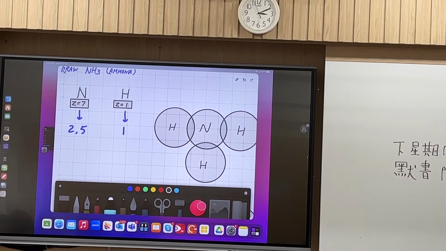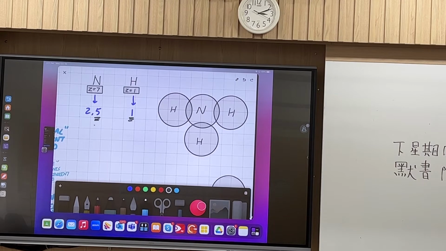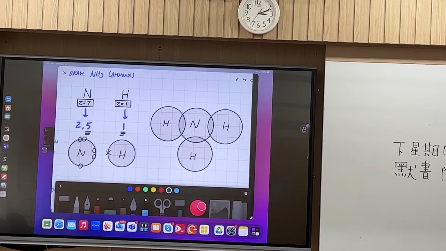I noticed that in your homework, some of you did not remember that you only show the outermost shell. Some of you also drew the inner shell. You shouldn't. When you draw covalent bonds, you only show the outermost shell electrons. So for nitrogen, you have 5. For hydrogen, you have 1. Make up your mind which symbol to use; it's entirely up to you. I'm just using dots for nitrogen and crosses for hydrogen. You can swap them, or use triangles or other symbols, but dots and crosses are the most common.